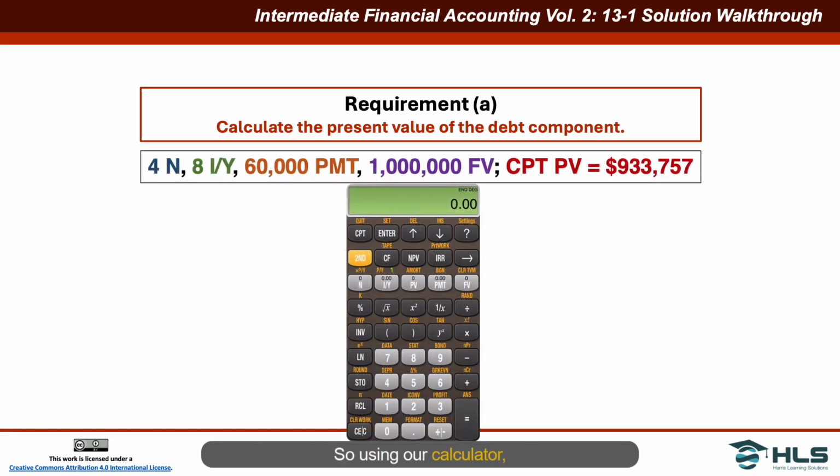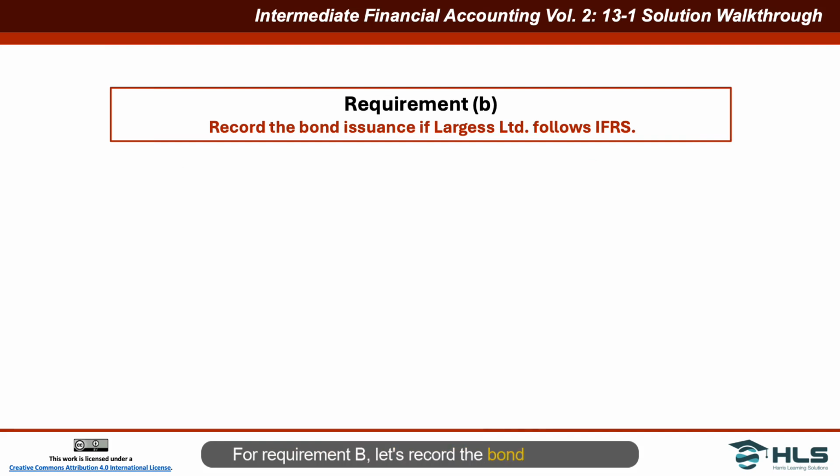So using our calculator, entering the values from left to right, we'll enter 4N because this is a 4-year bond. For the interest rate, we're going to use the 8% market rate, which is the rate that non-convertible bonds would yield in the market. We'll enter 60,000 per PMT, that's $1 million face value or par value times a 6% coupon, and then 1 million FV, and compute PV to be 933,757.